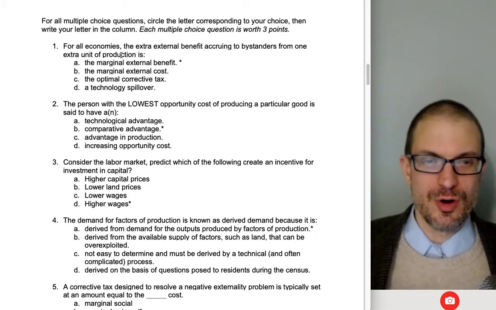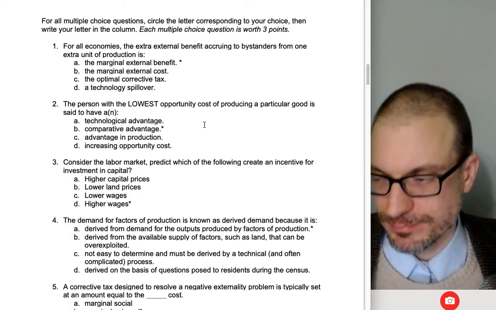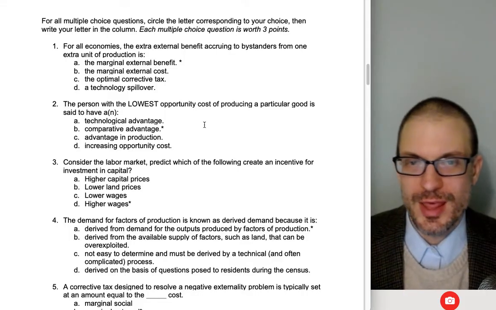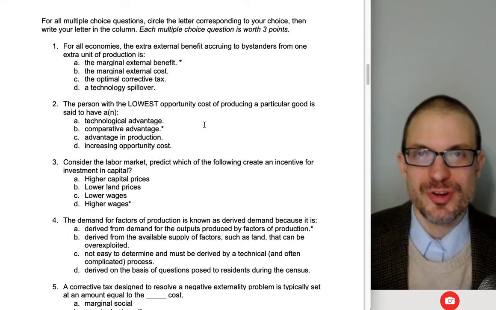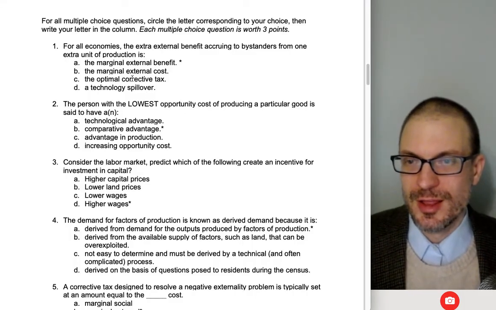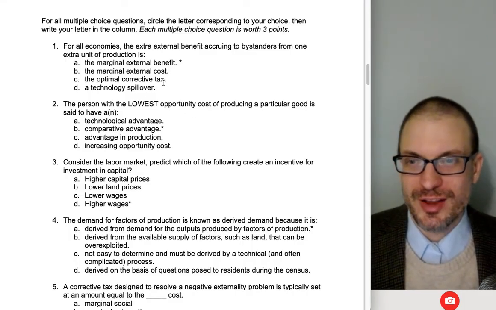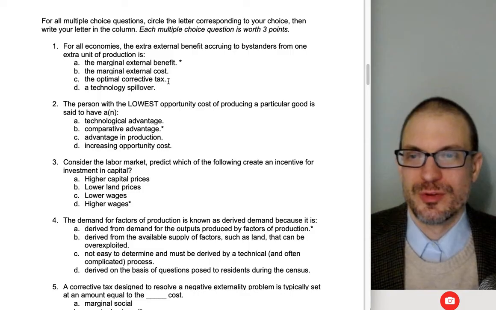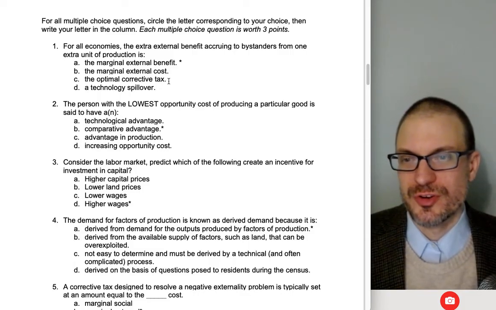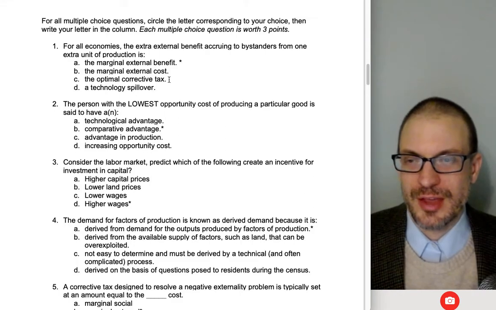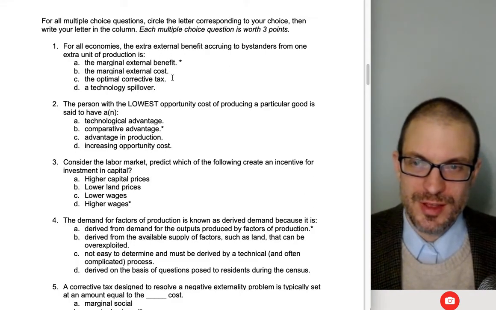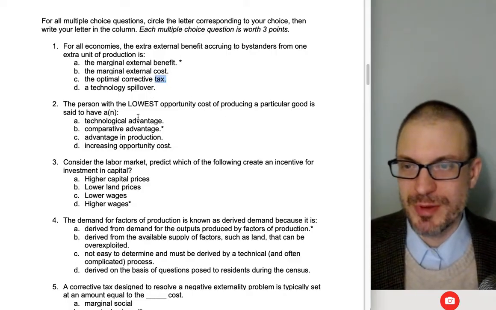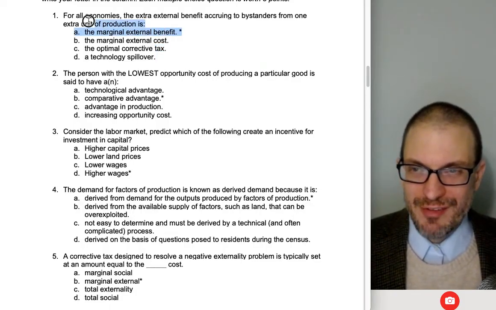So I'll go over each of these a little bit more deliberately now. For all economies, the extra external benefit accruing to bystanders from one extra unit of production is the marginal external benefit. So that's just true by definition. It's not marginal external cost. We're talking about benefits. It's not corrective tax, right? Because you want to set that equal to the size of a cost or a benefit. But actually, in this case, if you have an external benefit, you'd probably have a corrective subsidy. It's not a technology spillover, but this is true by definition, right?